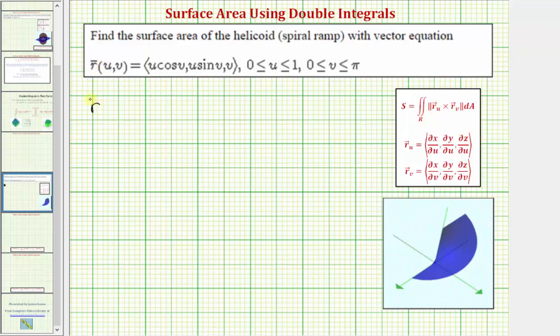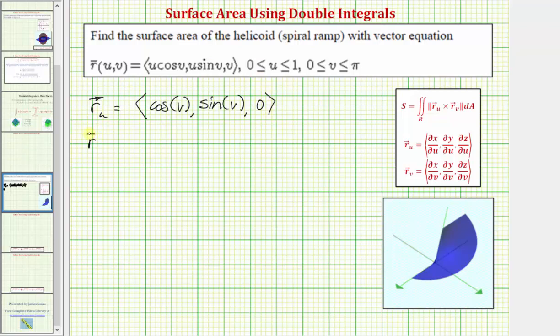To find the partial of r with respect to u, we differentiate each component with respect to u, treating v as a constant. So the derivative of u cosine v with respect to u would just be cosine v. The derivative of u sine v with respect to u would be sine v. And the derivative of v with respect to u would be 0.